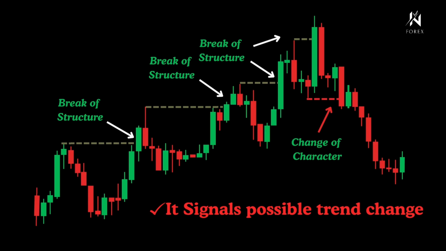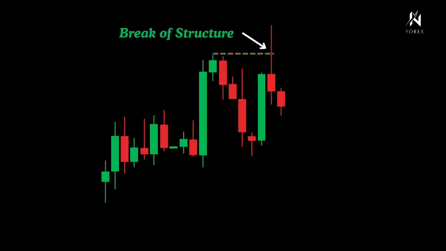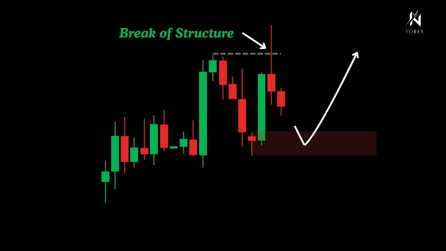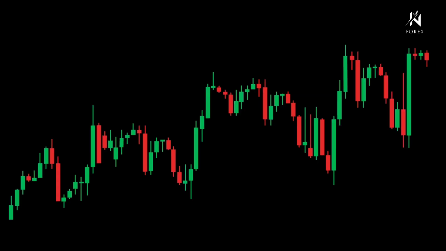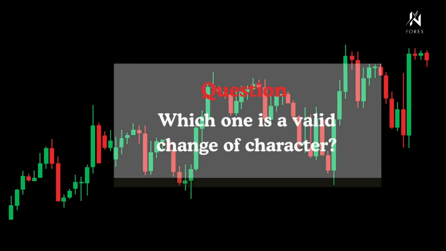So here's an important point. A break of structure remains valid even if the market wicks above the higher high, and the demand zone it forms presents a legitimate trading opportunity. However, for a change of character, it requires a break and close below the higher low to confirm. Otherwise, we treat the market as still intact and bullish. So here's the question: which of these breaks are valid and qualify as a change of character?